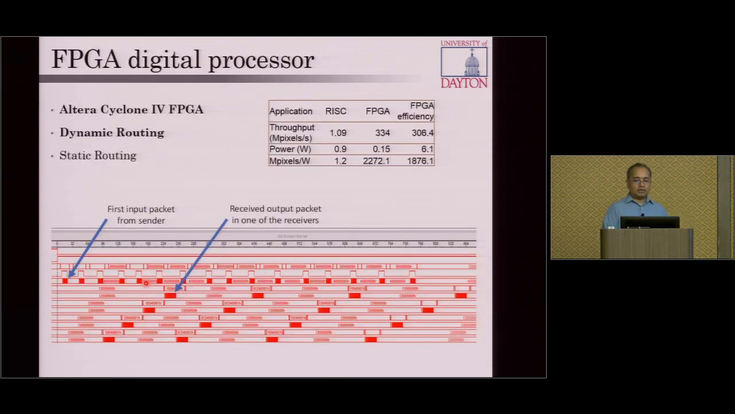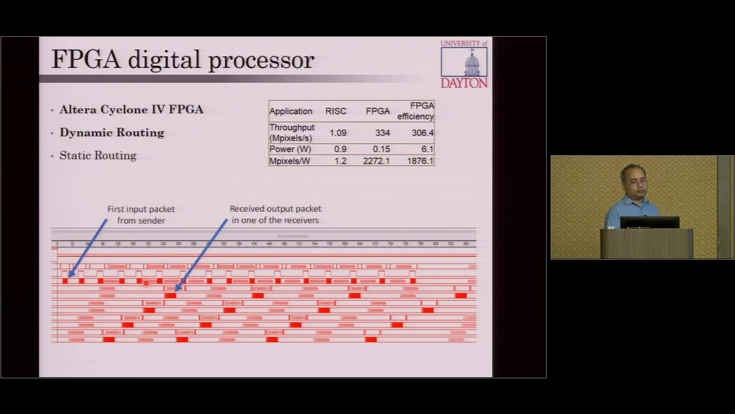Here are some results from an FPGA implementation that we did for the digital system. We looked at both static and dynamic routing. The results shown over here are for dynamic routing, and this is for processing MNIST using the optical character recognition application I showed you earlier. On the RISC core, the power consumption was about 0.9 watts. On the FPGA, it was about 0.15 watts.